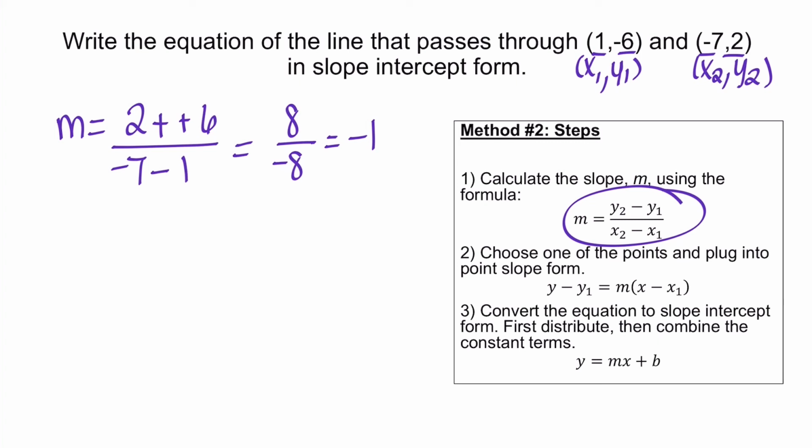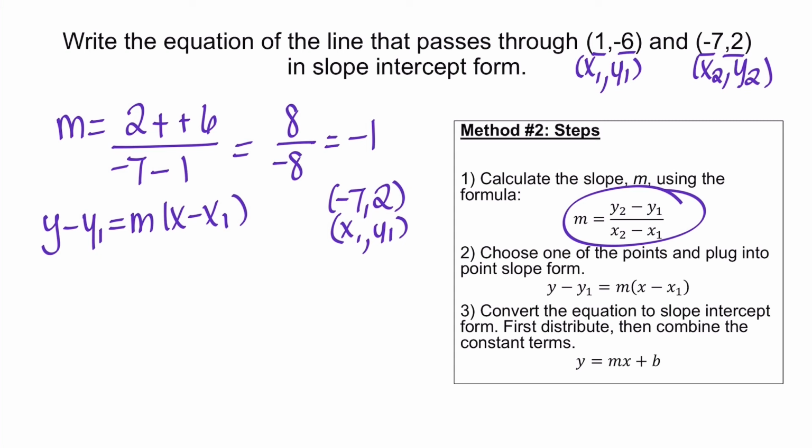So remember, we just need 1 point to write in point slope form. So just to change it up, I'm going to pick -7, 2. So that's going to be my x1, y1 value. So my formula is y minus y1 equals m times x minus x1. So when I plug in, I get y minus y1, which is 2. That equals m, which is -1, times x minus x1, which is -7.